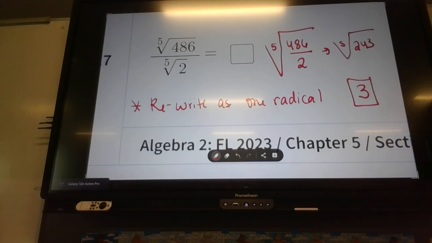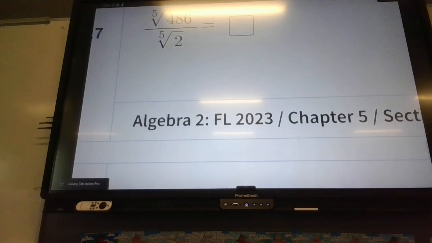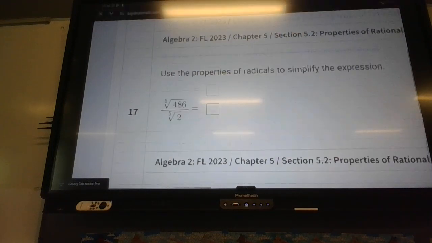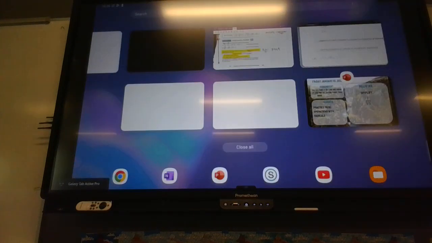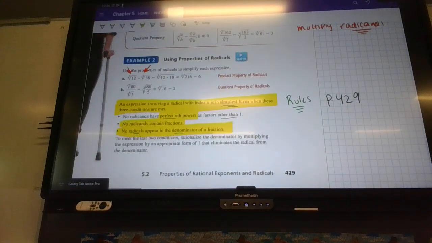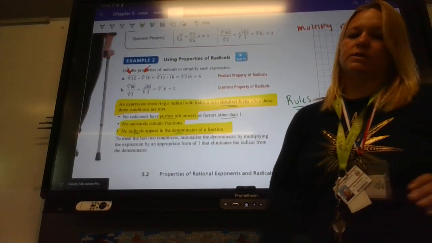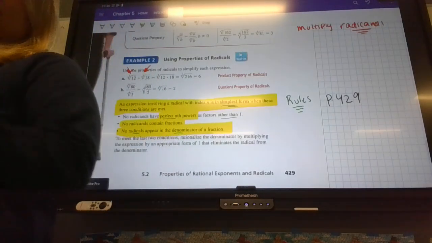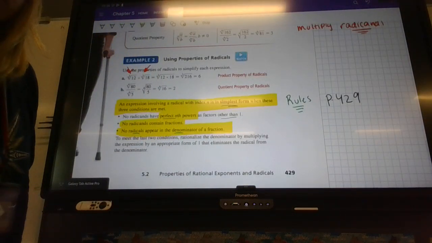Any more we should do? Okay. I will put this up. I want you guys to go to page 429 and read the conditions for radicals, the rules, and look at the examples, and I will make today's assignment available to you.